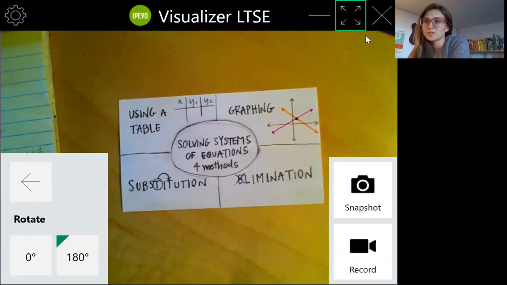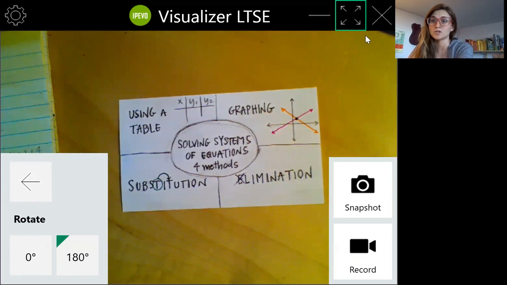Okay, we're going to talk about solving systems of equations. We have 4 different methods that we've been using to solve a system of equations. And the first thing you might be wondering is, what is a system of equations?